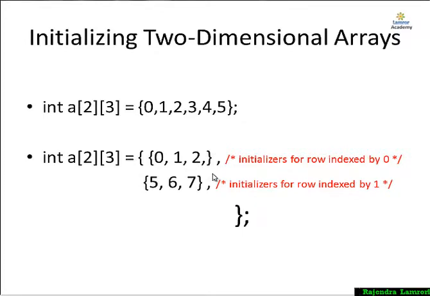Another way is to assign each variable individually: A[0][0] equal to 0, A[1][0] equal to 5, A[0][1] equal to 1, A[1][2] equal to 7. This way you can also assign values.